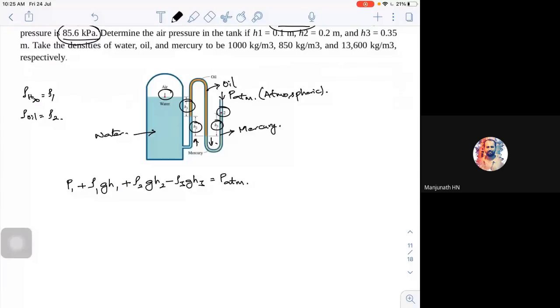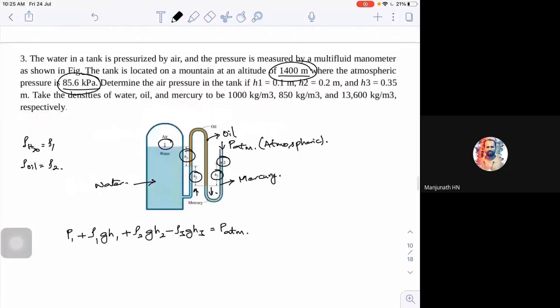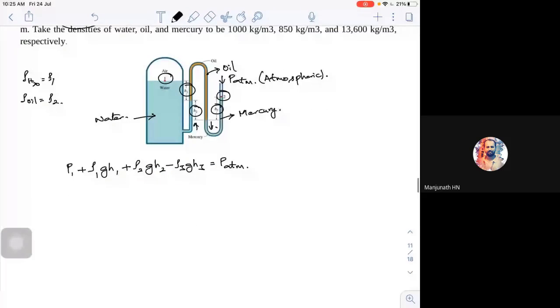So what am I supposed to find here? In this problem statement, we need to find the pressure in that particular tank. So the equation will be something like this: P1 is equal to P atmospheric plus rho 3 into g into H3 minus rho 1 into g into H1 minus rho 2 into g into H2. So this will be my equation.